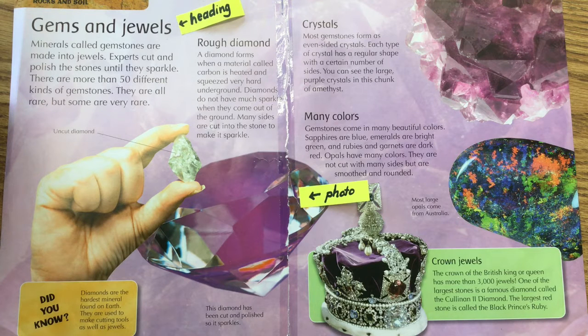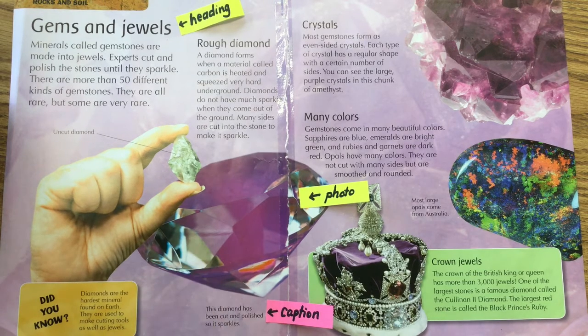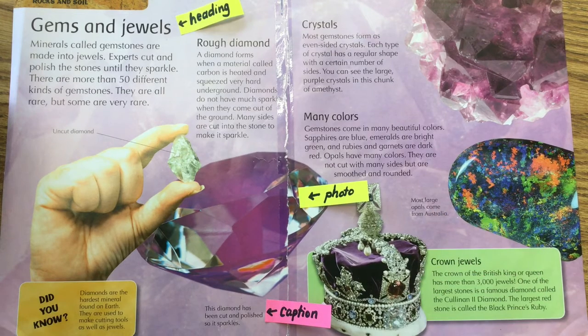Under many of the photos is something called a caption, and the caption tells some information about the photo or the diagram or the picture. And this one says, "This diamond has been cut and polished so it sparkles." That's the caption. You can see this one is a caption for that as well.